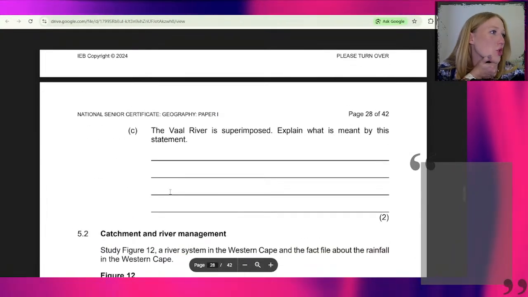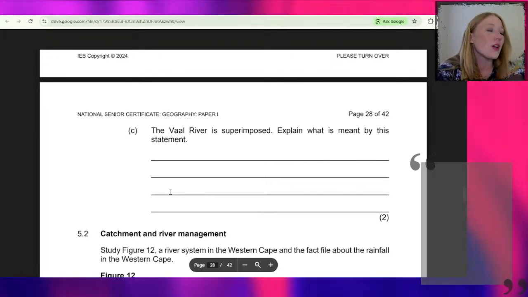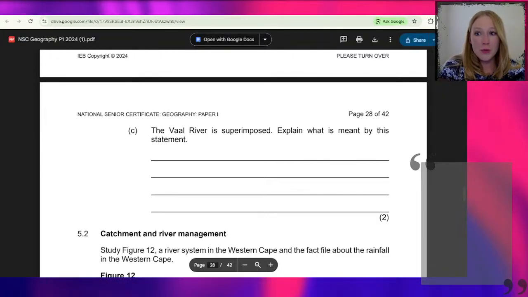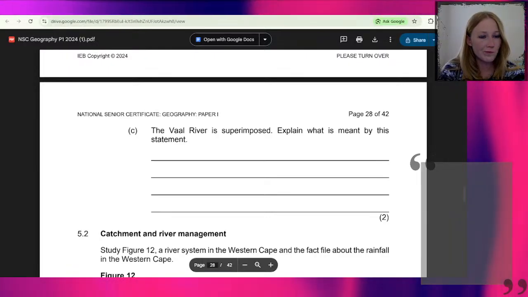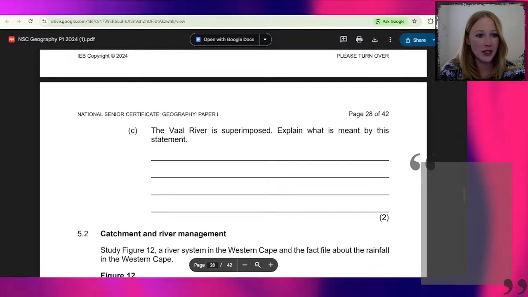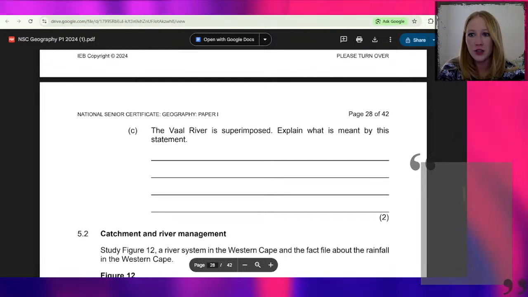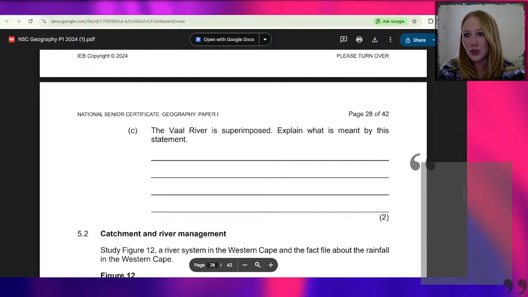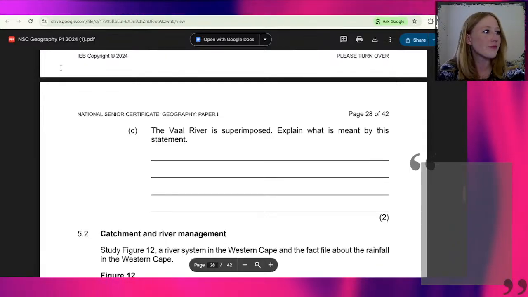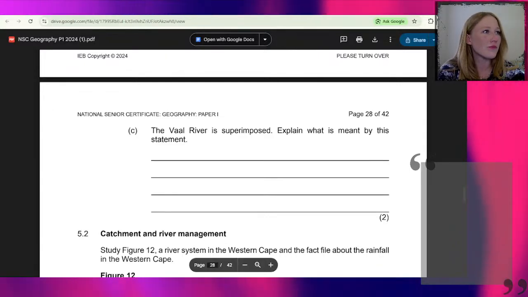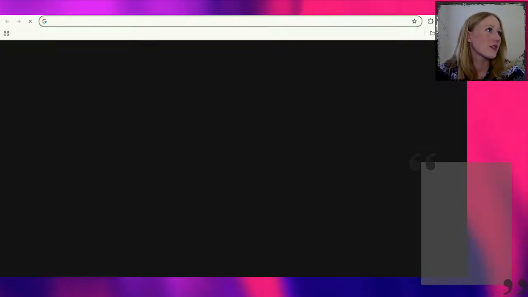Explain: the Vaal River is superimposed. Explain what is meant by the statement. Okay, a superimposed river. I'm wondering if I should try and explain what I call the new rule.